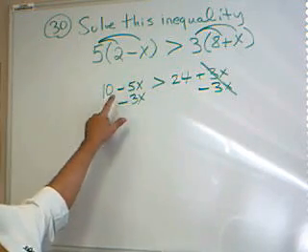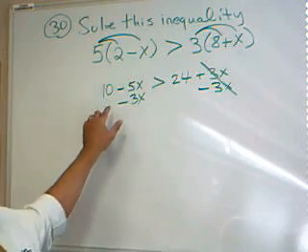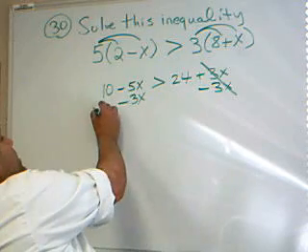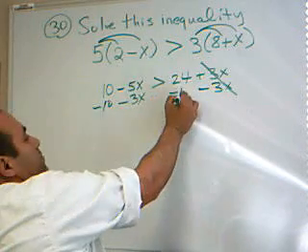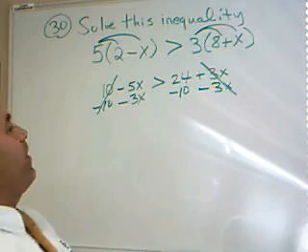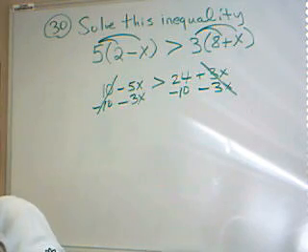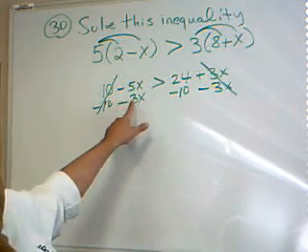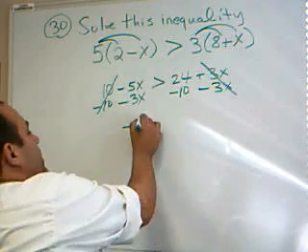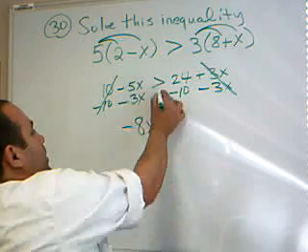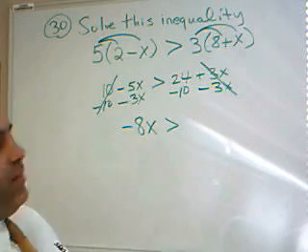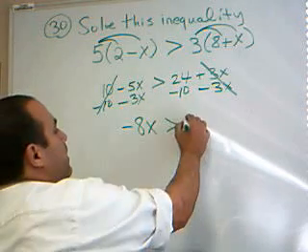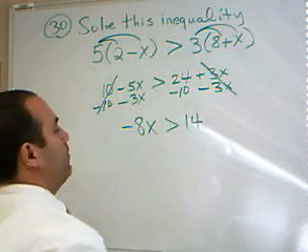In the same way, if we're getting the x's over on the left side, we need to move this 10 over to the right side. So how do we get rid of that 10? We subtract 10 from both sides. And over there, 10 minus 10 is 0, so those terms are gone. Negative 5x minus 3x is negative 8x. The greater than symbol is still sitting in the middle, separating our two sides, and 24 minus 10 on the right side gives us 14.